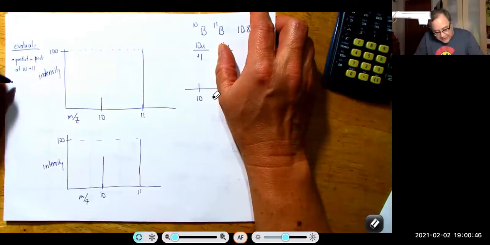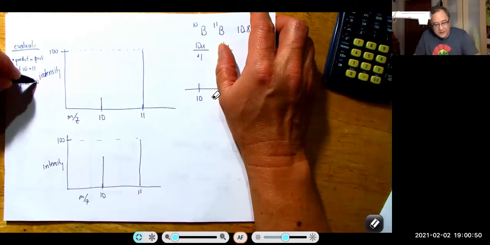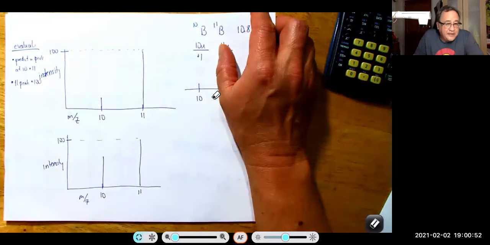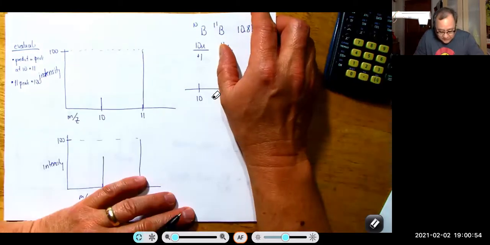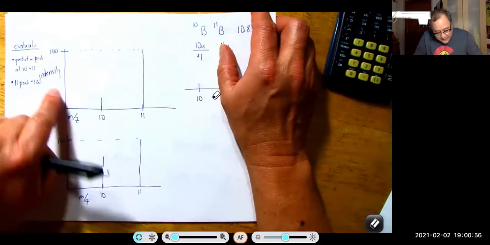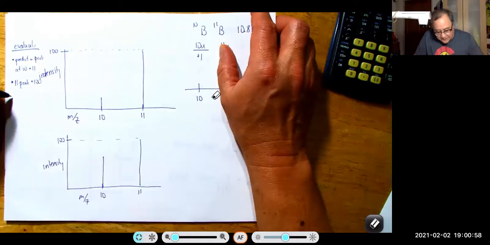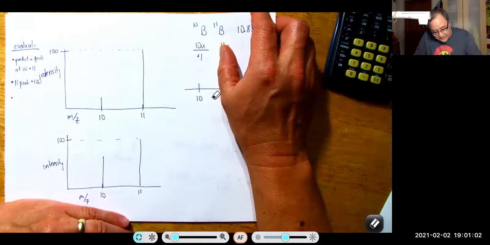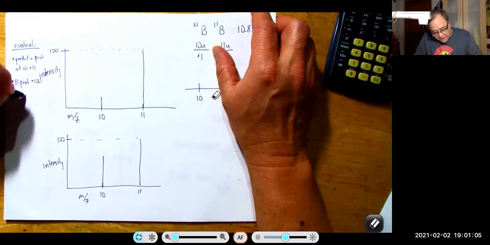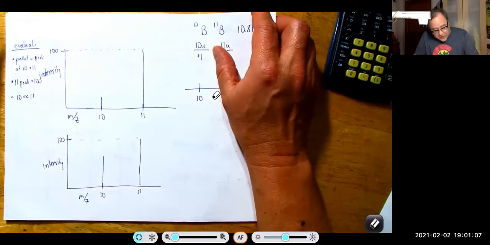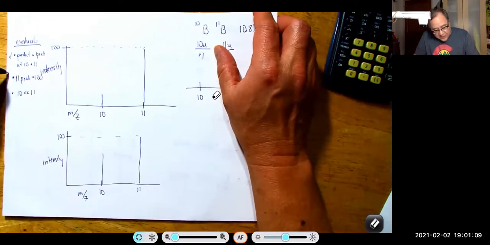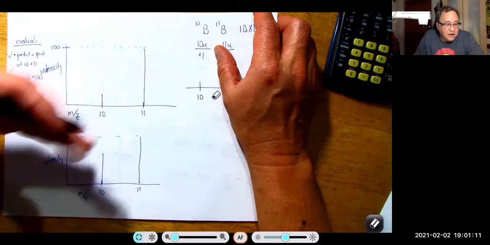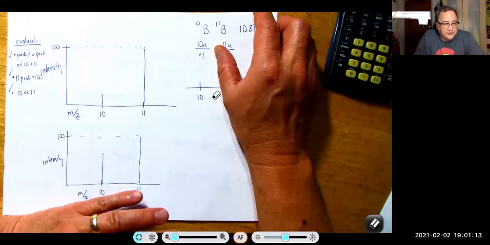Here we said that the 11 peak would be the 100. And what was the 11 peak in the simulator? It was 100. And here we said that the 10 peak is going to be less than half the height of 11. 10 is much smaller than 11, and it was. So check, check, check. Your hypothesis checked out on all parts.